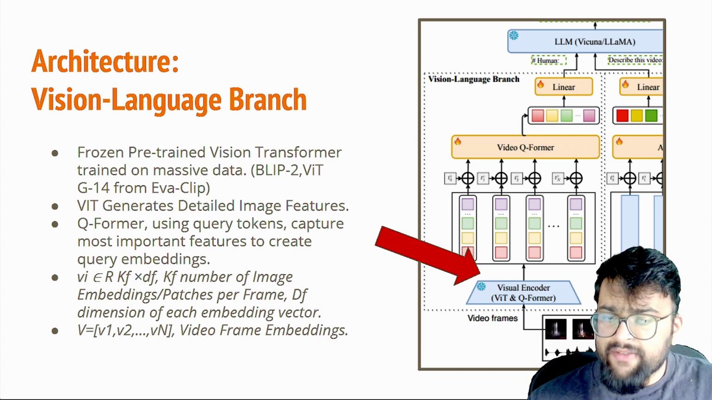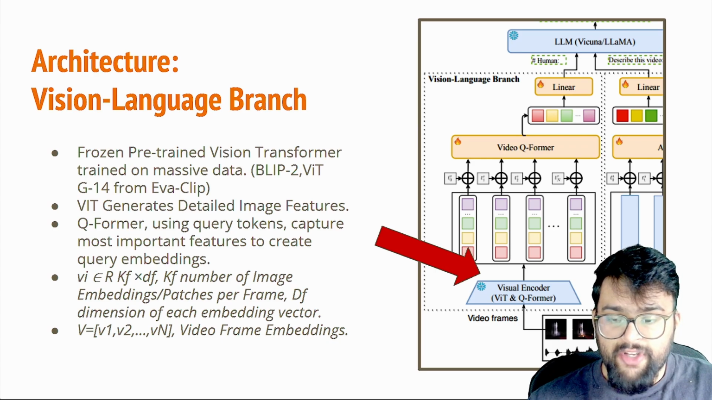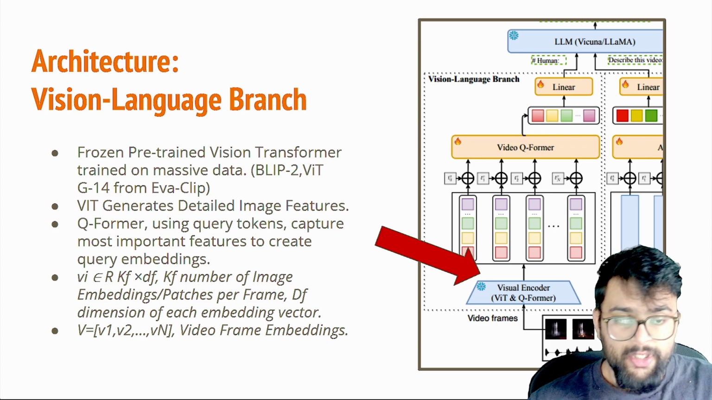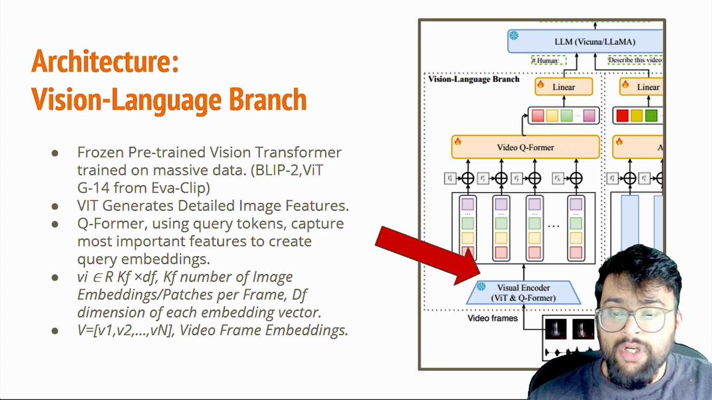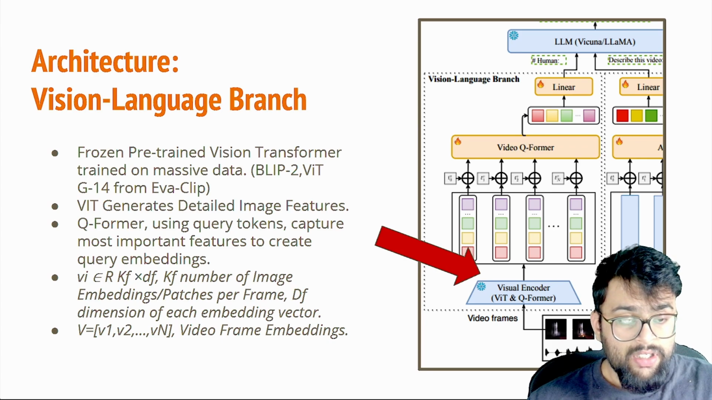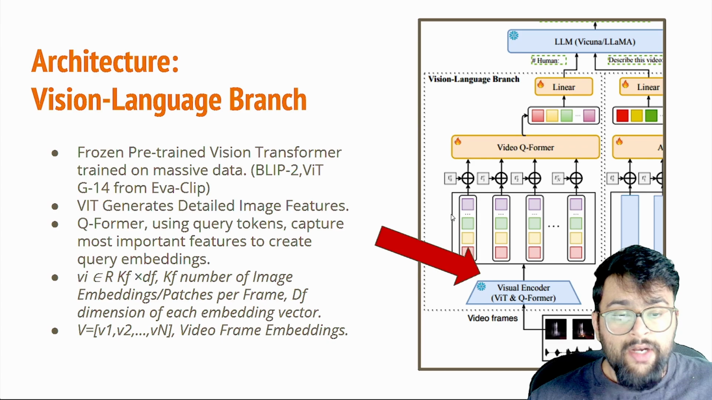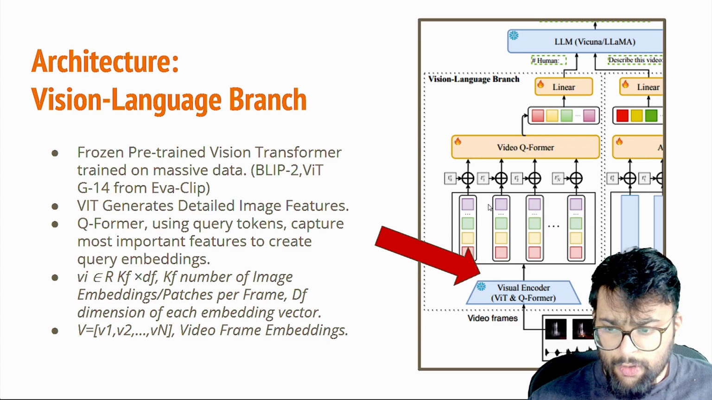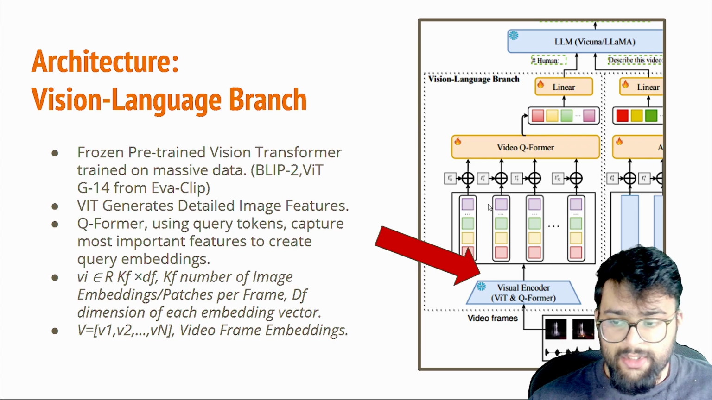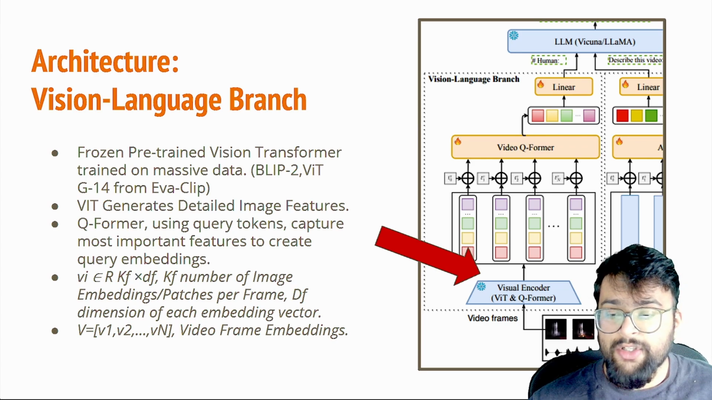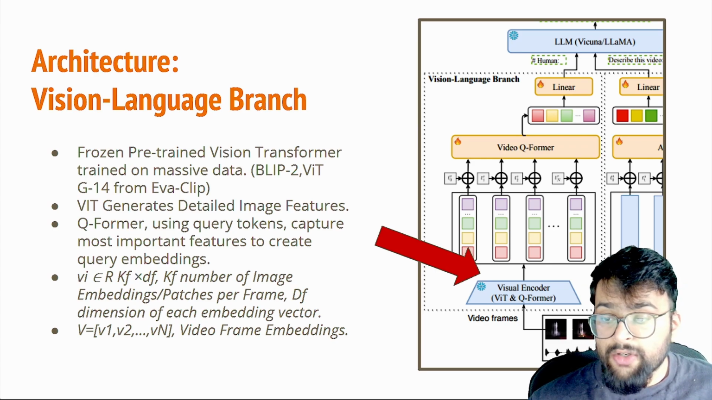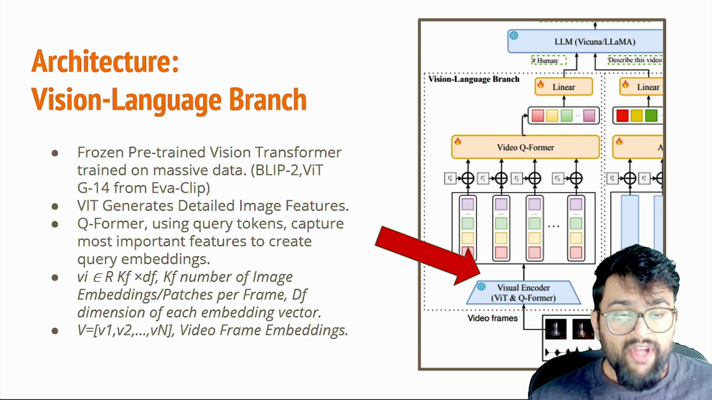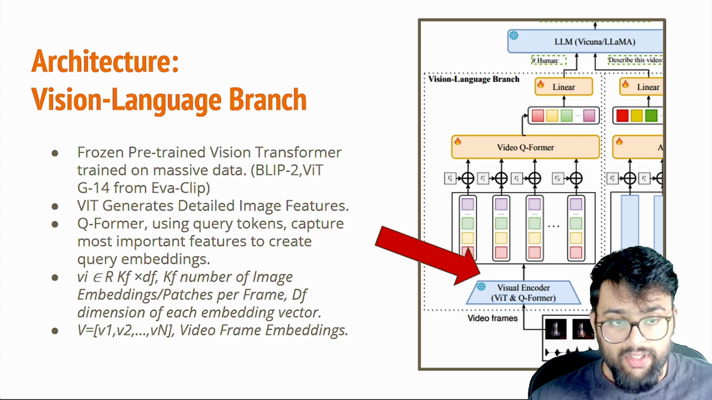Once we have these most important features that have been captured by the Q-former, they are collected into a joint video embedding frame, which you can see over here. It is denoted by the larger triangle holding all the light colored columns. These columns are represented by Vi belonging to R^(Kf × Df), where Kf is the number of image embeddings and Df is the dimensions of each embedding vector.